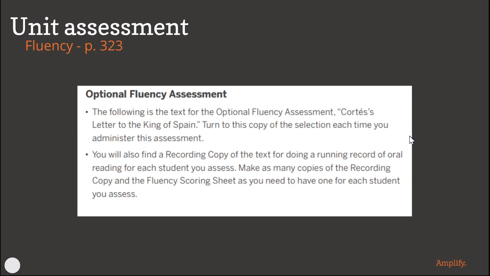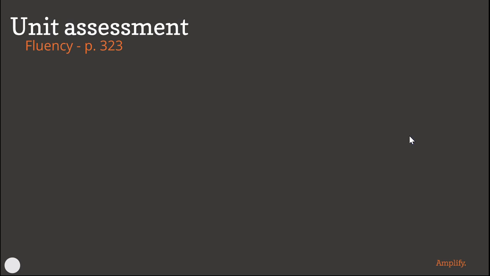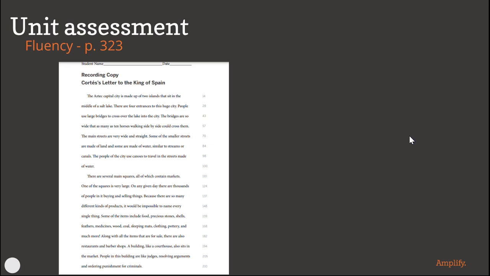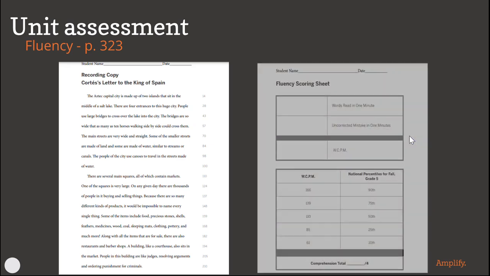There is an optional fluency assessment included in the unit assessment. We do recommend you administer the fluency assessment as it will provide helpful information on your students. You will work with students one-on-one as they read a passage aloud to you while you record notes. Guidelines for scoring, 5th grade norms, and other information are provided for you in the teacher guide starting on page 323 to help you analyze the results.